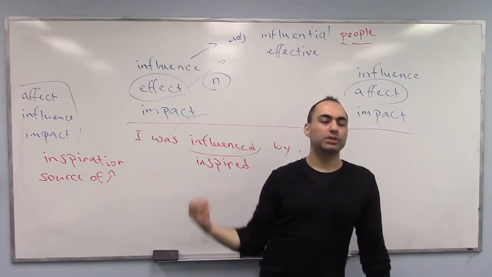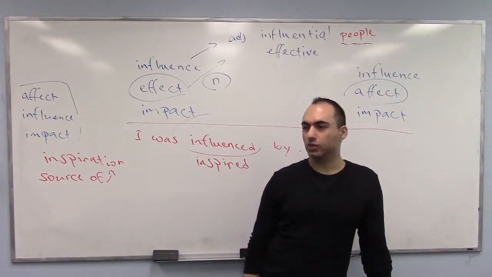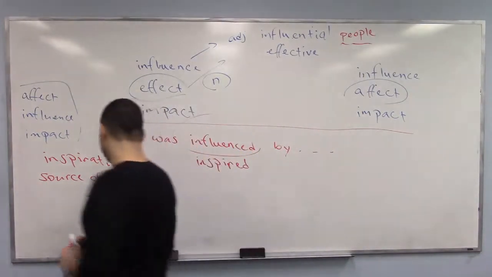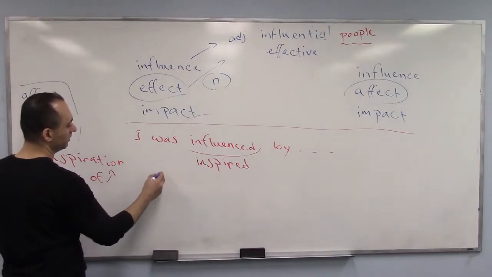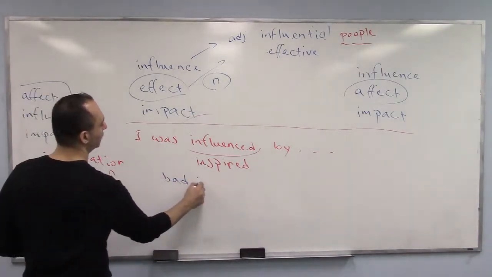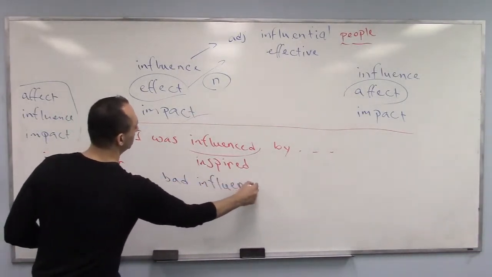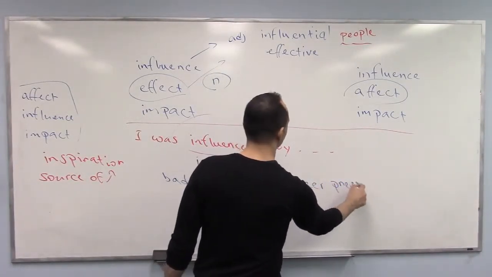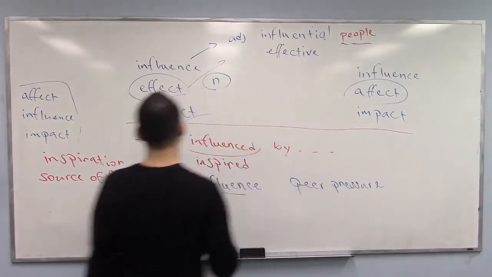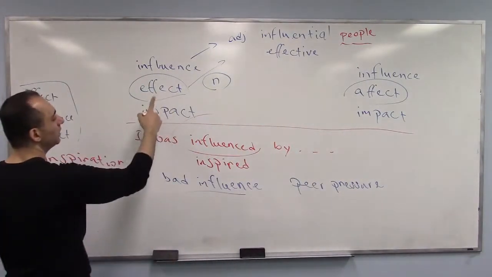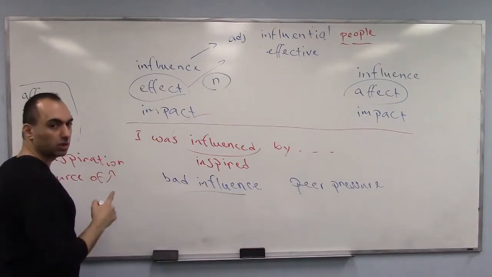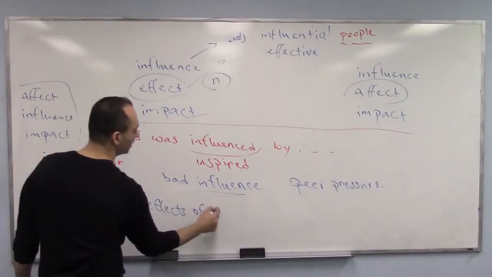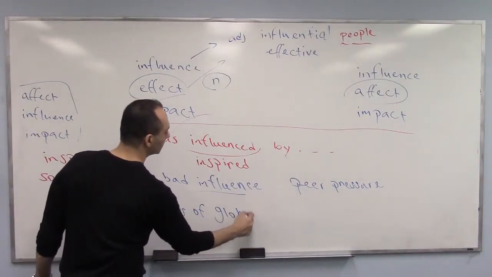A teacher could influence her students or his students. Friends influence each other. That's why we have bad influence. Say, he's a bad influence, when we talk about peer pressure. Now we can talk about the effects of global change, the effects of global warming.